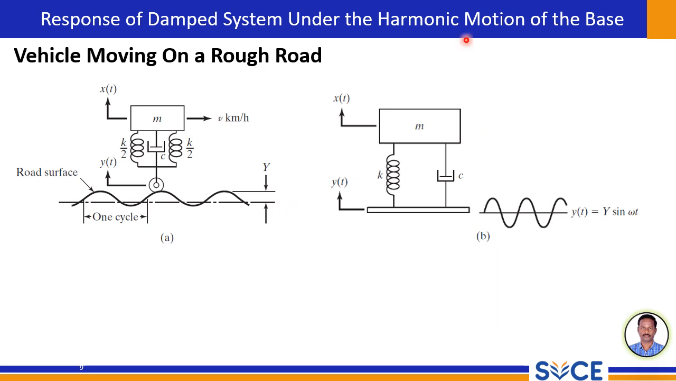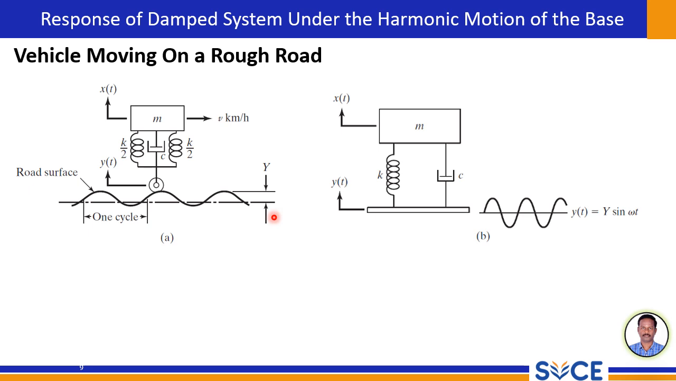The next important thing is that the vehicle is modeled as a mass M and the suspension system is represented by a combination of springs and dampers. We see two springs, each with a stiffness of K divided by 2, and a damper with a damping coefficient C. This configuration represents a simplified model of a vehicle suspension system, which helps us to absorb the shocks and vibrations from the road. We have two vertical displacements indicated.